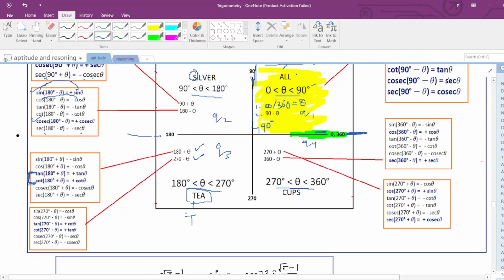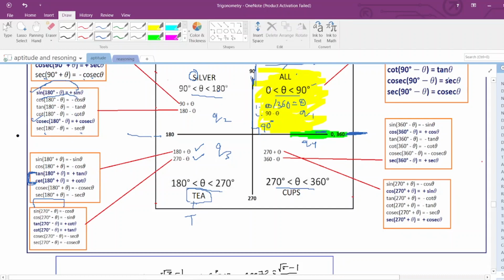tan is in the third quadrant, right? In the third quadrant, all silver teacups, I can think of it as T, the first letter is T. Only tan and its opposite cot are positive; apart from these two, the remaining are all negative. This is about 180 plus theta. And for 270 minus theta the ratios will change: sin becomes cos, cos becomes sin, tan becomes cot, cot becomes tan.